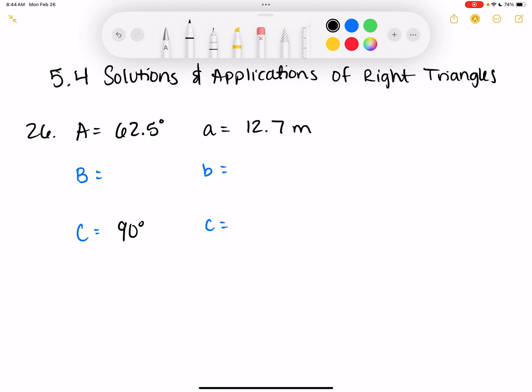So I'm going to draw a picture of what this will look like, and then we'll solve for the other pieces. So I've got my right angle, C here, then A, B. So side A is 12.7 meters. Angle A is 62.5 degrees.